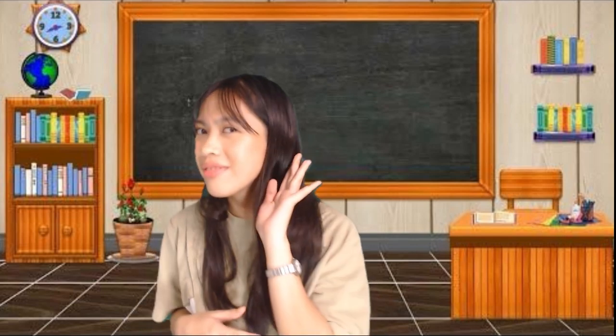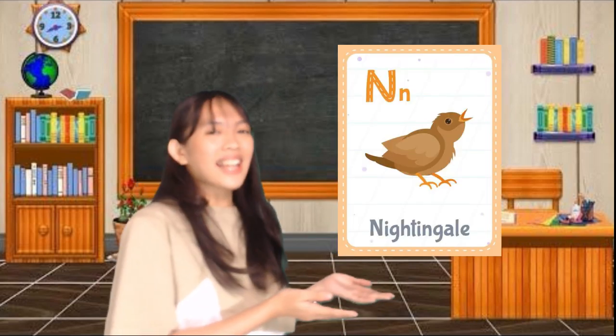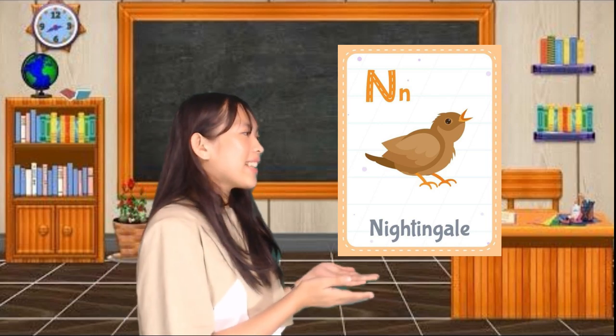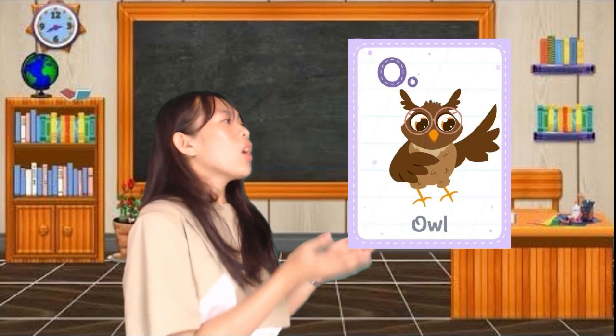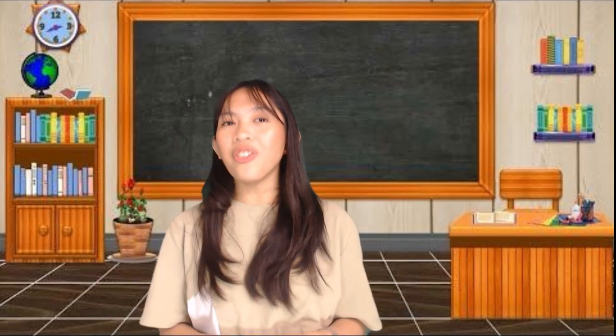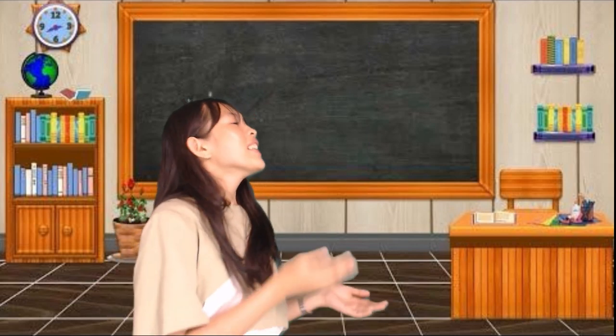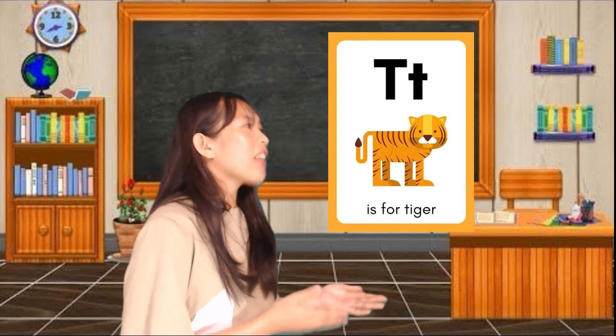Hi kids, I am Teacher Andrea. What was the last letter? M. Correct, letter M. Now, let's proceed to the next letter. Letter N. N stands for nightingale. O for owl. P for parrot. Q for quail. R for rabbit. S stands for snake. T for tiger.